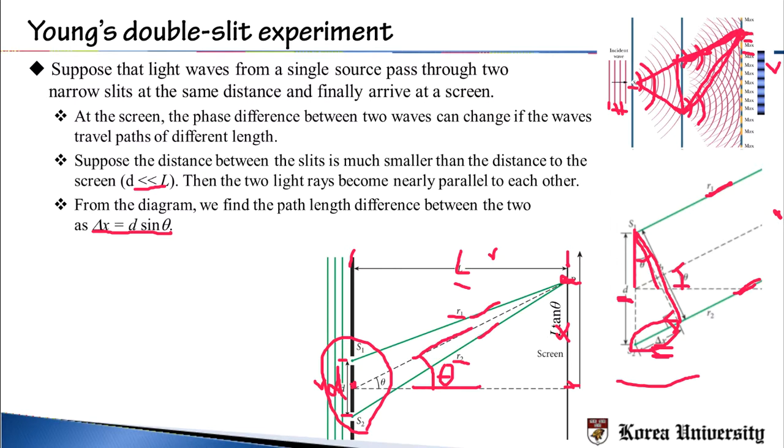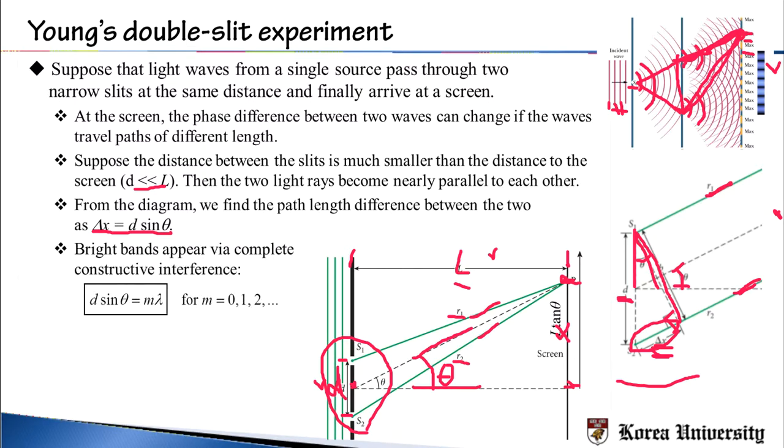Finally, what we want to find out is where the bright light appears and where the dark light appears. Bright light occurs when the two light waves exactly match in phase. Therefore, if the path difference is exactly 0, lambda, twice lambda, 3 times lambda, that is the condition for constructive interference, and the bright bands will appear. We can write the final solution this way: d sine theta is equal to m lambda, where m is any integer.